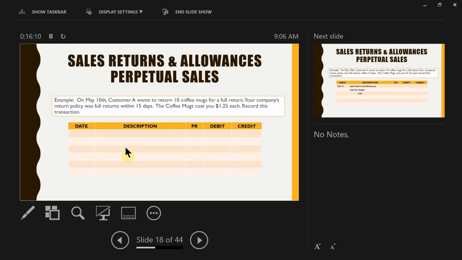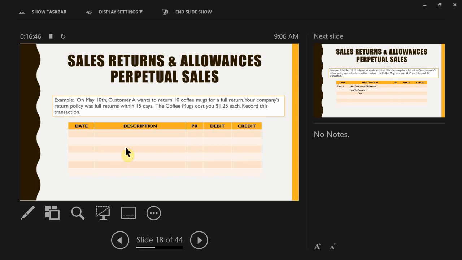Okay? So now let's see what happens. A couple days later, May 10 rolls around. Customer A decides that they want a refund, because they want to return 10 of those coffee mugs. And they're demanding a full refund. Of course, the company policy says that we could give them a full refund within 15 days. So if the coffee mugs still cost you $1.25, now let's go ahead and record this transaction.